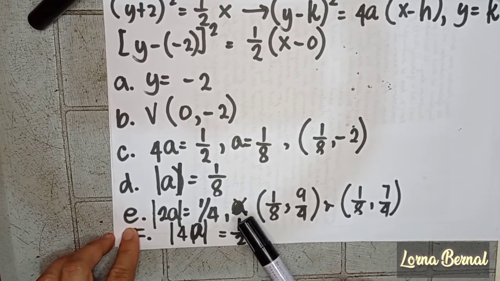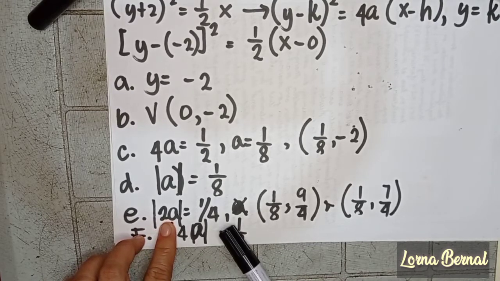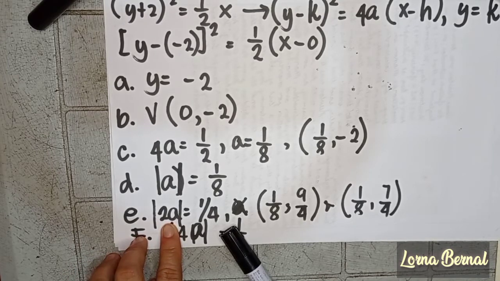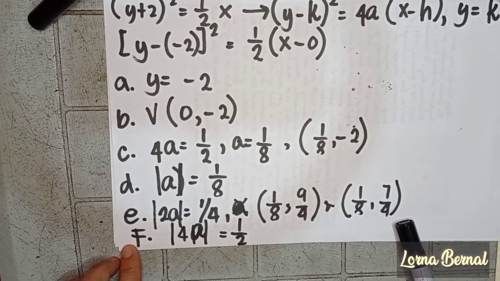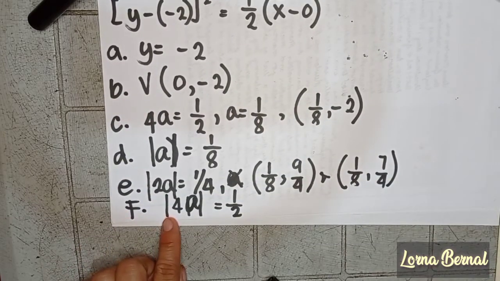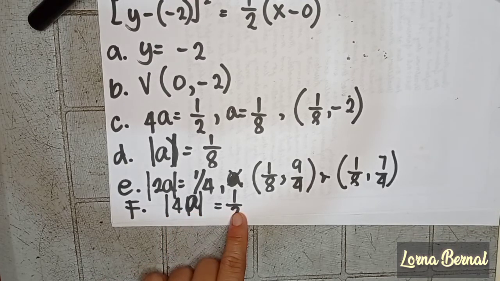And then, the endpoints of the focal width, so we have the absolute value of 2a. So, we have 2 times 1/8, which is 1/4. So, meaning we have 1/4 unit below or above the focus. So, we have the endpoints. And then letter F, we have the length of the focal width. It's given by absolute value of 4a. So, 4 times 1/8, we have 1/2. Meaning, we have 1/2 unit.